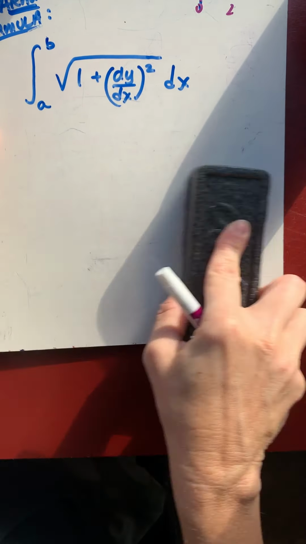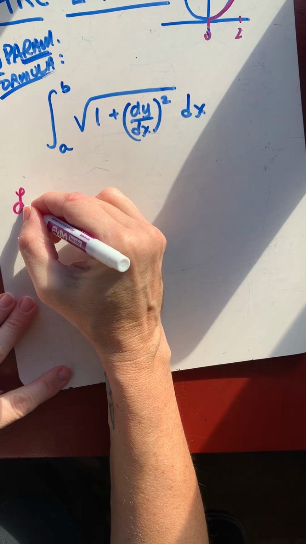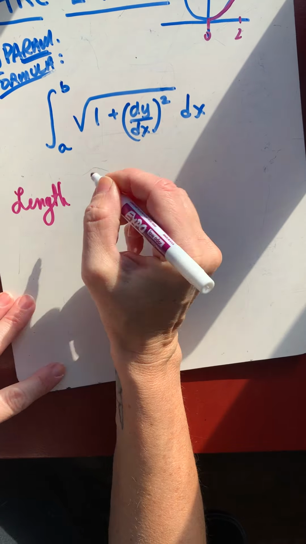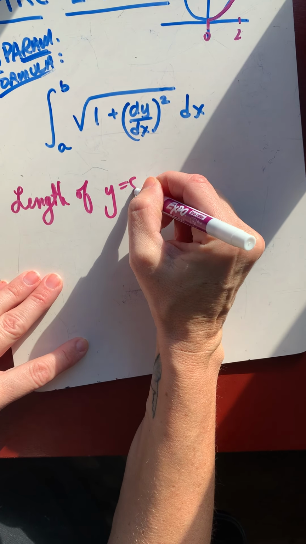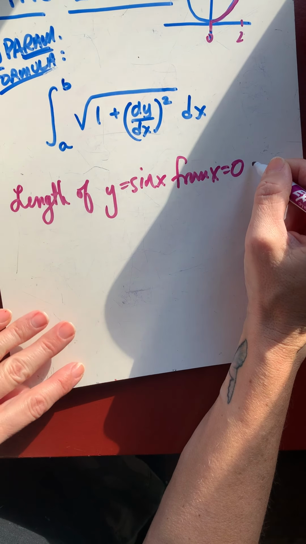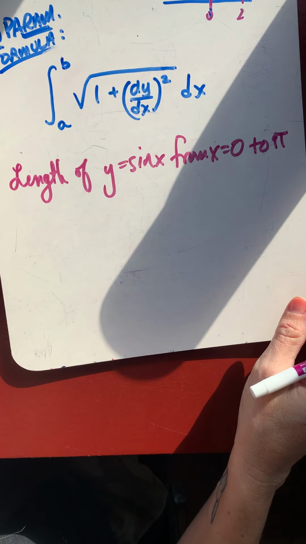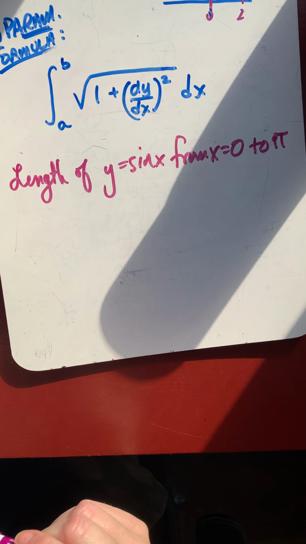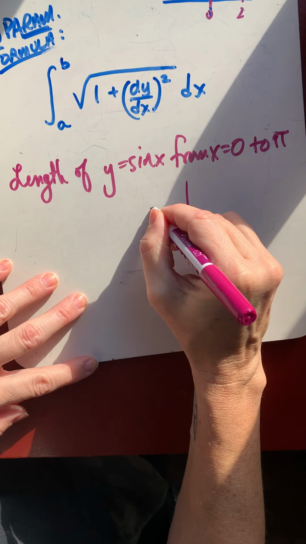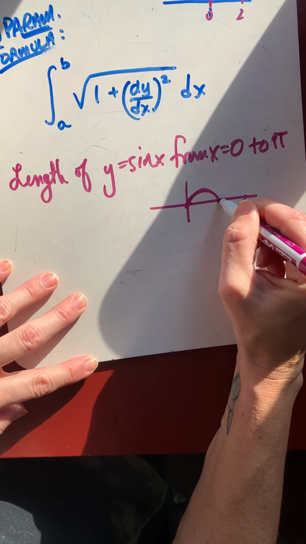So let's just look at one more just to make sure that you're comfortable. Let's find the length of sine of x from x equals 0 to pi. So let's find the length of one hump of sine of x. So sine of x goes like this. I'm just looking at this part to this part. How much is one hump?